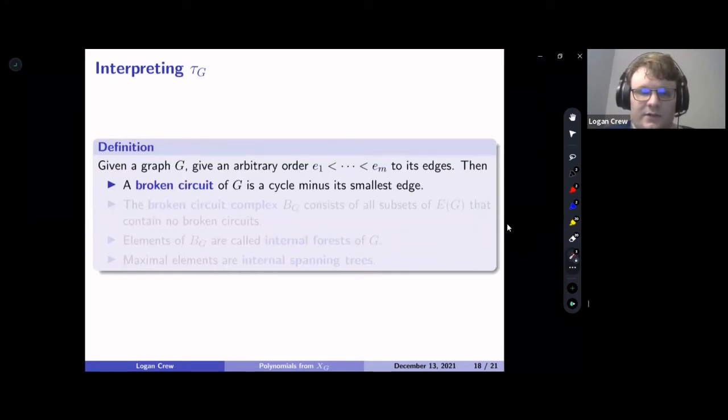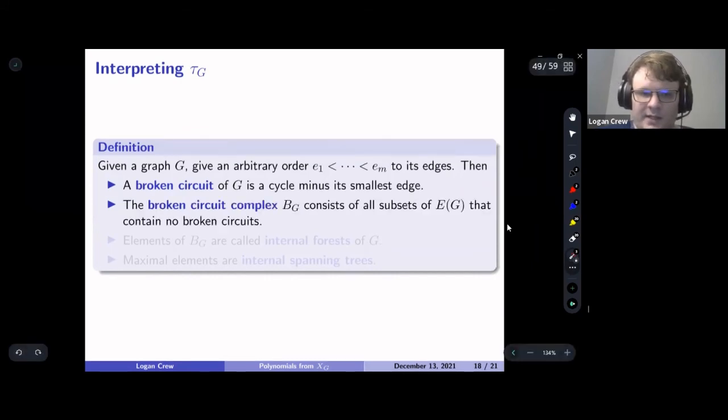If you have a graph G, we're going to give some arbitrary order to its edges. If we do this, we call a broken circuit of G a cycle of it minus the smallest edge. And we say that the broken circuit complex of G consists of all of its edge subsets that contain no broken circuits.